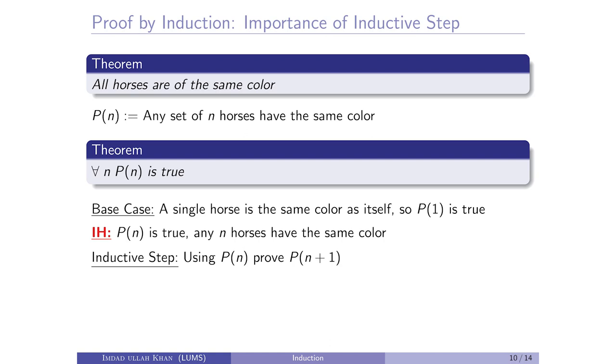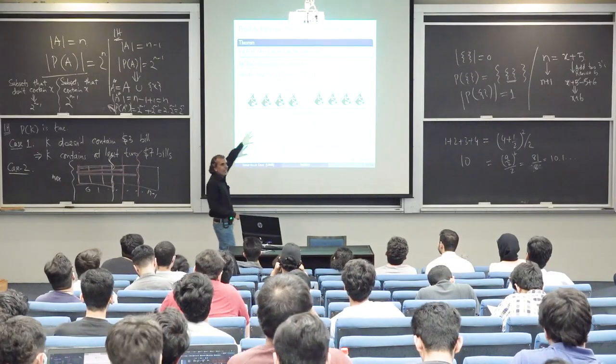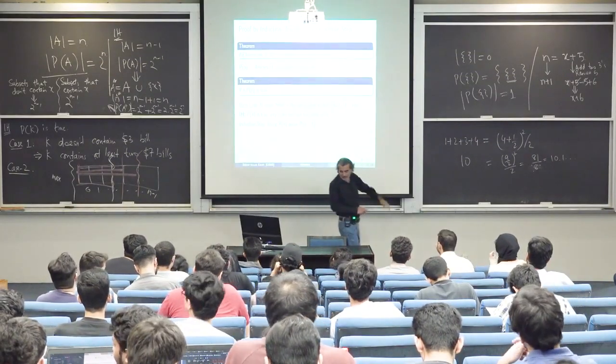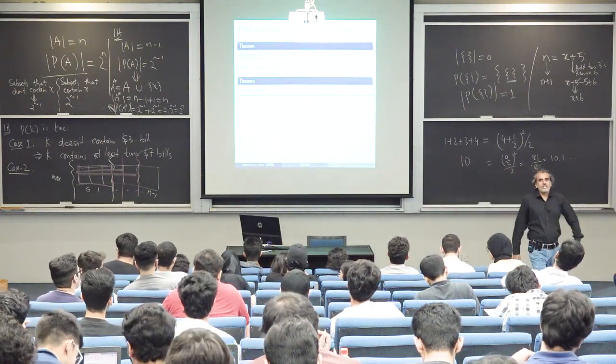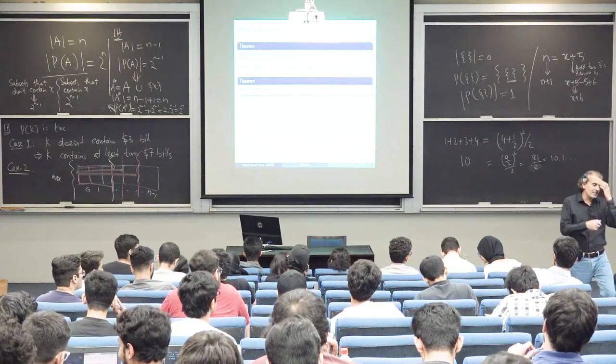All horses are of the same color. Anyone who does not know what a horse is? What is a horse? Okay, let me show you the picture. These are the horses, right? So if you didn't know, these are the kind of things we are talking about. So the claim is that all horses are of the same color, and we are going to prove this using induction.